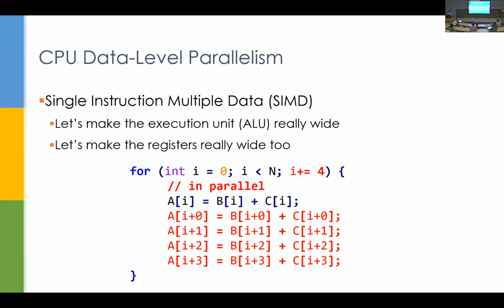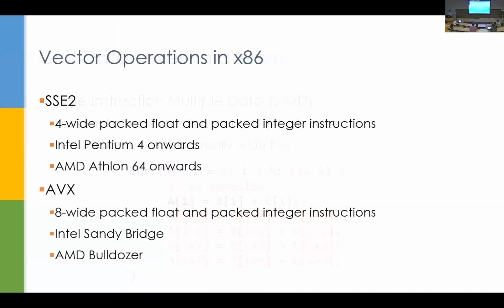So this is exactly what happens when you do vector instructions on the CPU. If you've heard of these terms, SSE2 and AVX, these are those kinds of vector instructions that allow you to work on multiple data with the same instruction, and get you that parallelism that you need.